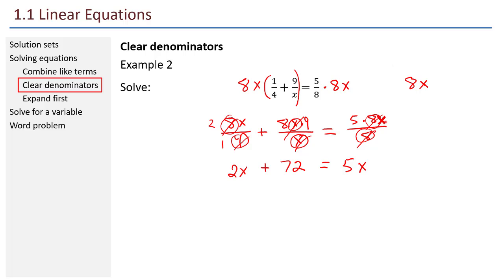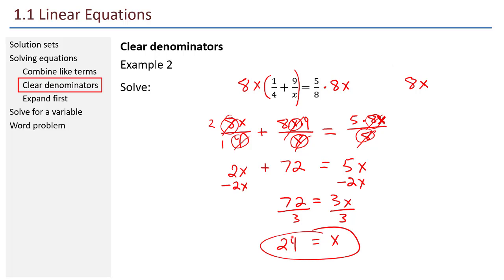All right, let's combine our x's together. I could make all my x's on the left, in which case I'd have to move my number over to the right. So let's just move my x's to the right. I'll subtract 2x from both sides. And I get 72 equals 3x. Pull out your calculator, do a division, divide both sides by 3, and we get 24 equals x. There's our solution.